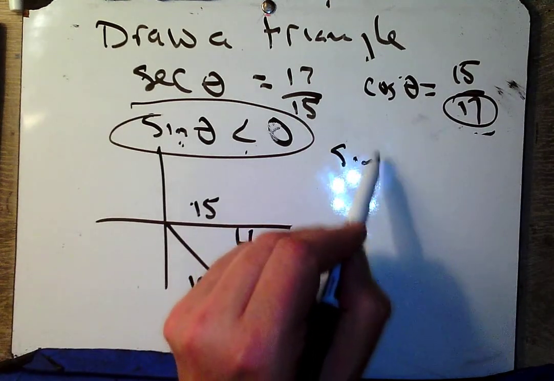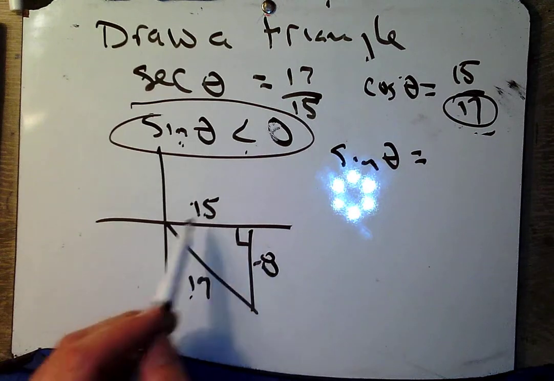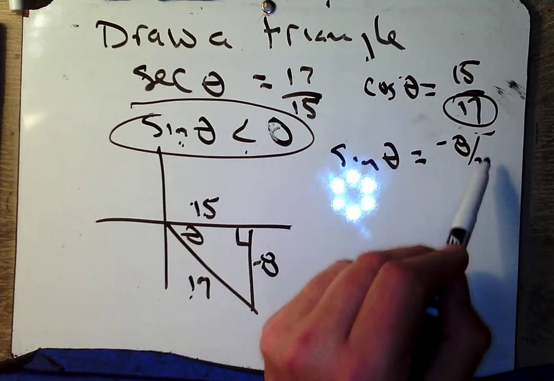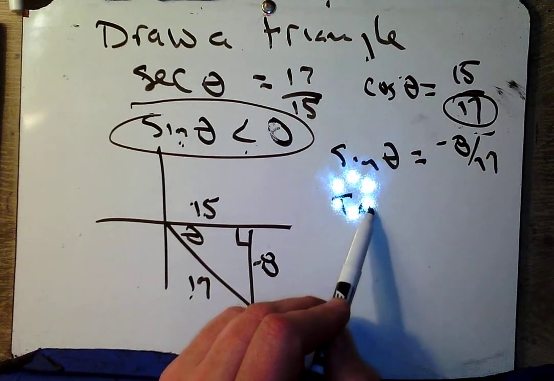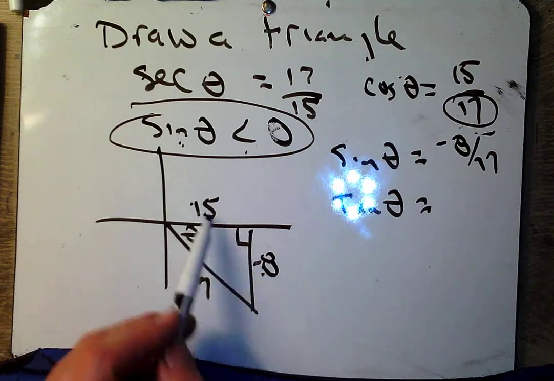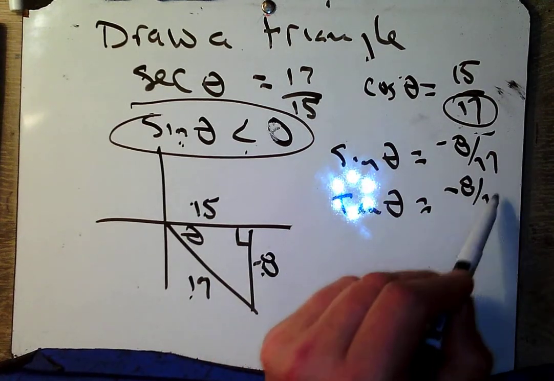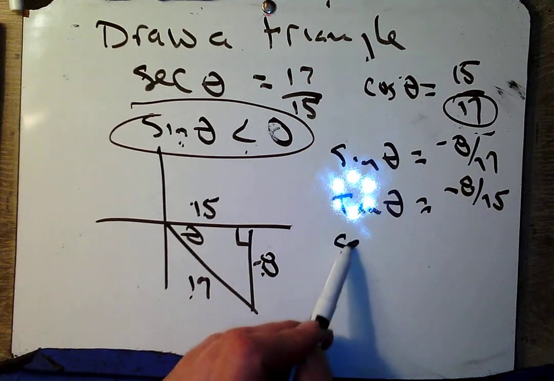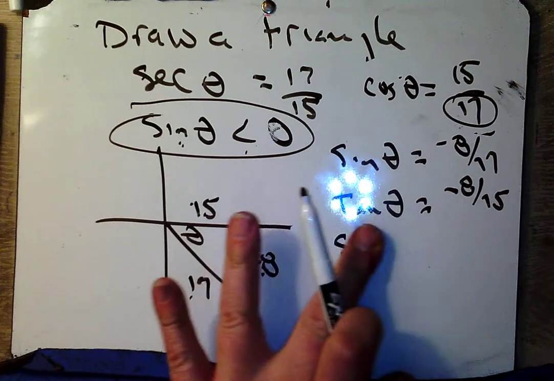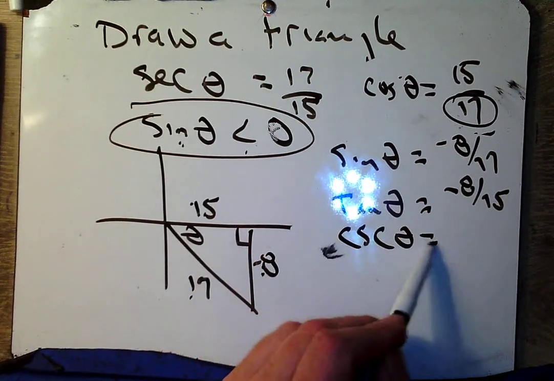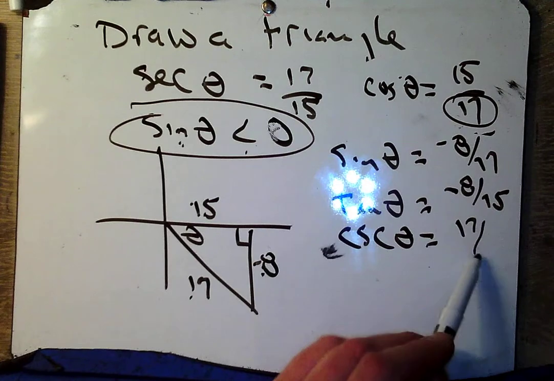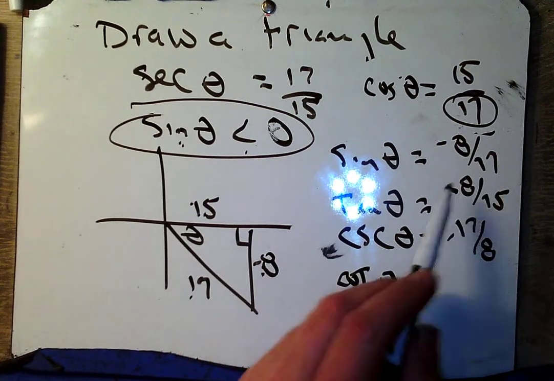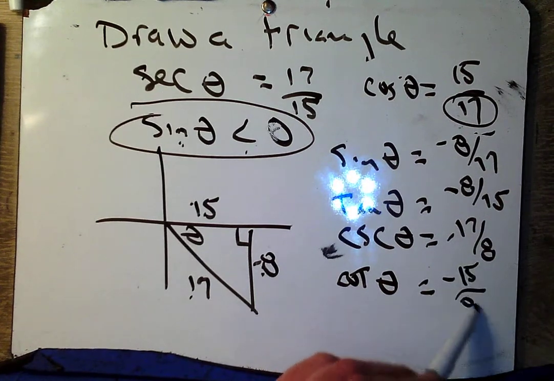So sine of theta is opposite over hypotenuse, negative 8 over 17. Tangent of theta, that's opposite over adjacent, negative 8 over 15. And then, of course, the others. We've got secant theta was given. I don't have to worry about that. Cosecant theta, well, that's the reciprocal of sine of theta. And cotangent theta is the reciprocal of tangent theta, negative 15 over 8.